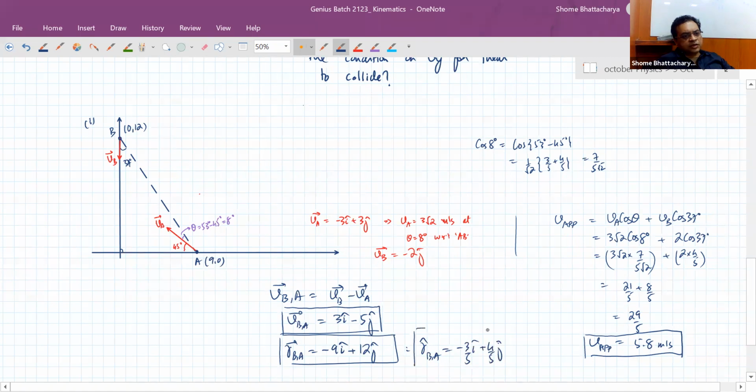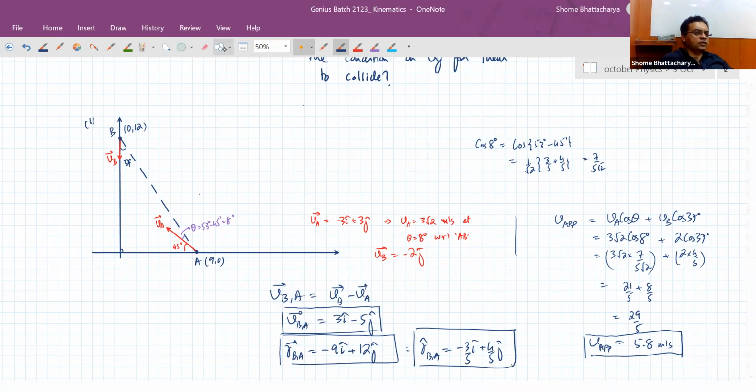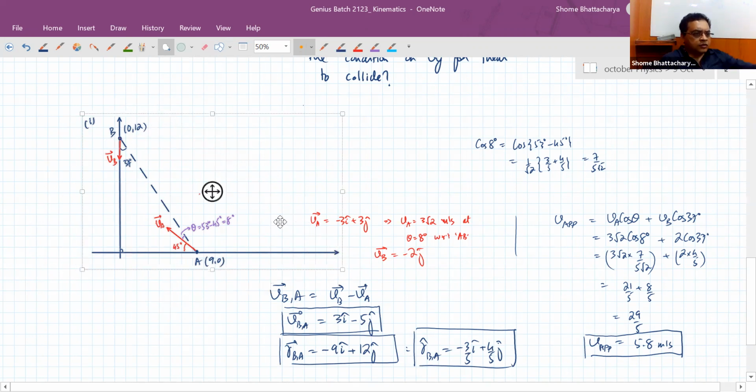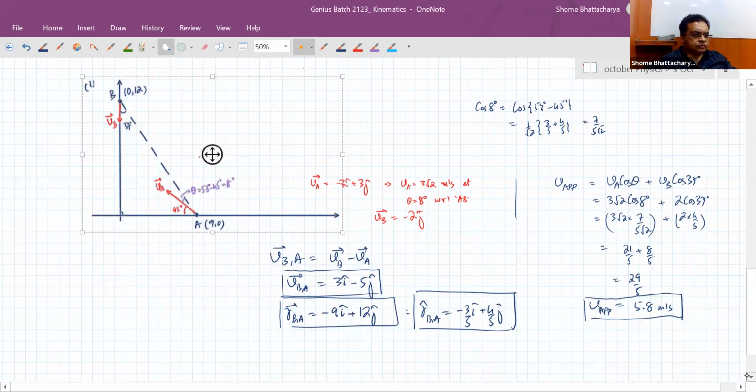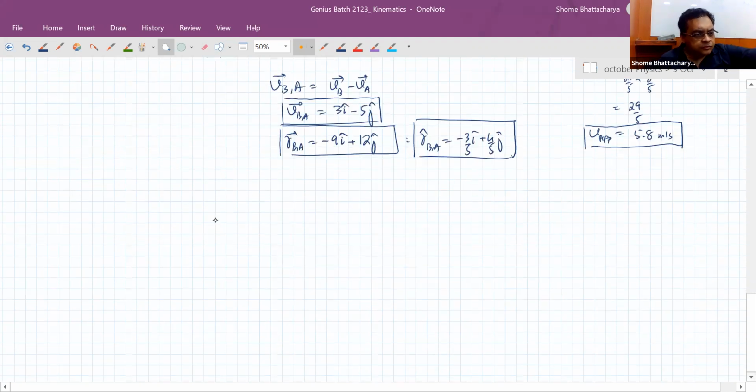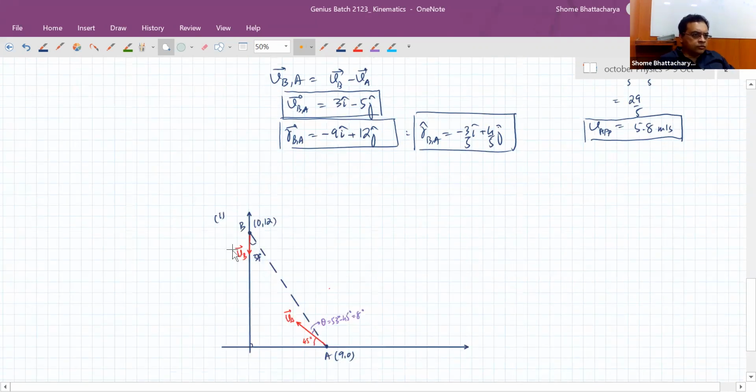Now let me explain the meaning of what we're doing in the context of the diagram. In context of this diagram, what we're doing is we're getting into A's frame. So we're looking at B's velocity with respect to A.